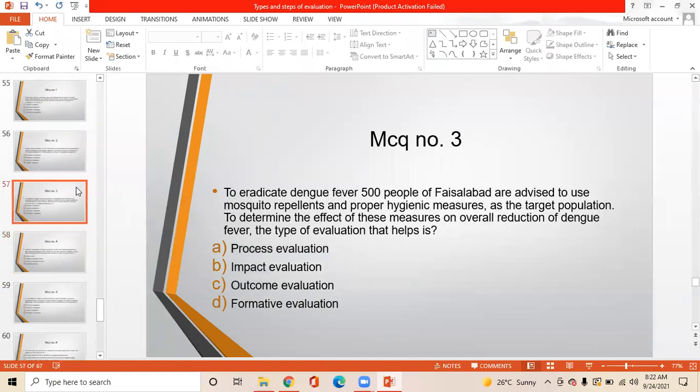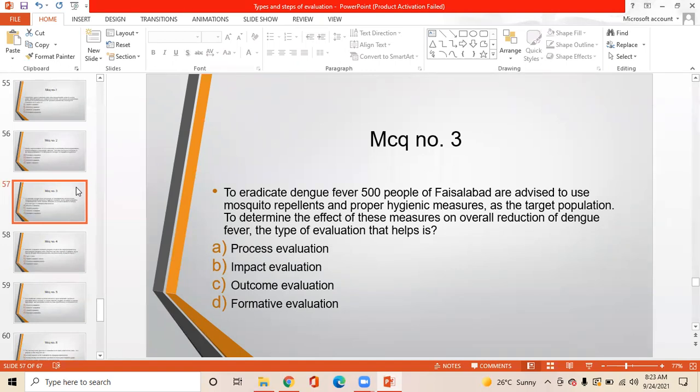Third MCQ: to eradicate dengue fever, 500 people of Faisalabad are advised to use mosquito repellents and proper hygienic measures as the target population. To determine the effect of these measures on overall reduction of dengue fever, the type of evaluation that helps is: option A is process evaluation, B is impact evaluation, C is outcome evaluation, and D is formative evaluation.